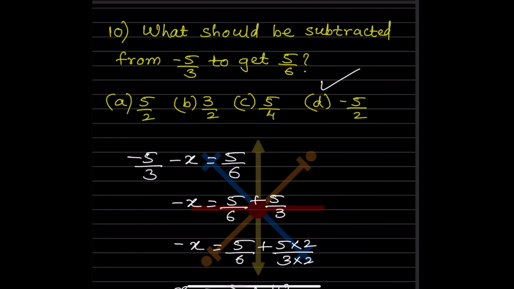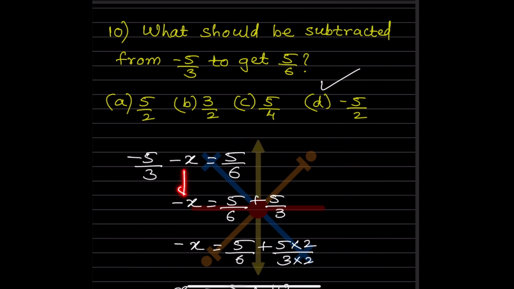Subtracted from. See, whenever there is "from", whatever number comes after that should be at the start. This is important. Whenever subtracted and from are given, the number should be at the start, and this will be minus x, the other number is x, that will be 5 by 6. So this is the important step.